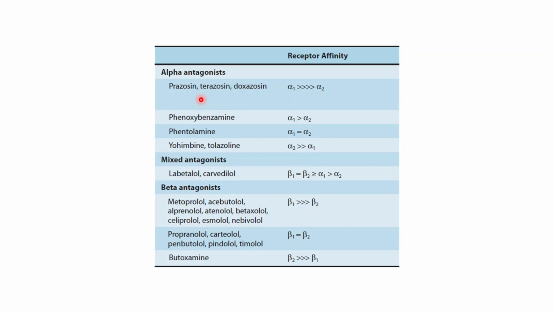Prazosin is extensively metabolized in humans because of metabolic degradation by the liver. Only about 50% of the drug is available after oral administration. Half-life is normally about 3 hours.